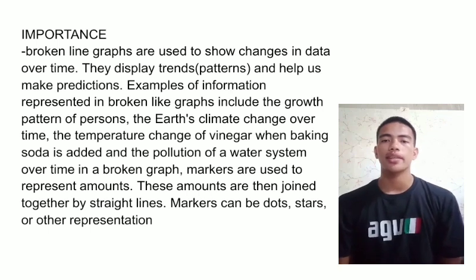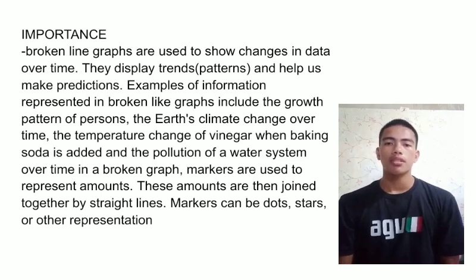Importance. Broken line graphs are used to show change in data over time. They display trends, patterns, and help us make predictions. Examples of information represented in broken line graphs include the growth pattern of a person, the earth's climate change over time, the temperature change of vinegar when baking soda is added, and the pollution of a water system over time. In a broken line graph, a marker is used to represent an amount. These amounts are then joined together by straight lines. Markers can be dots, stars, or other representations.